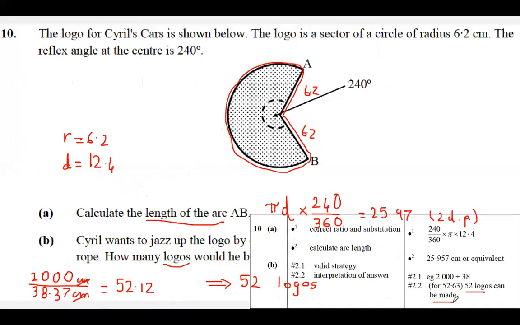During this unit assessment, you need to score some marks in terms of reasoning. It's not just the calculations. So you need to come up with a strategy telling whoever's going to mark you what you're doing. And then you've got to do a wee interpretation of your answer by knowing that you can only cut full logos. Okay?